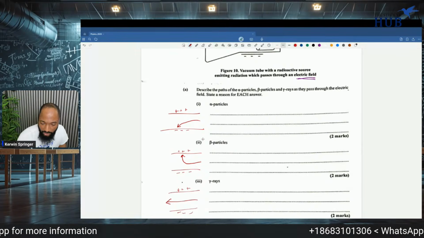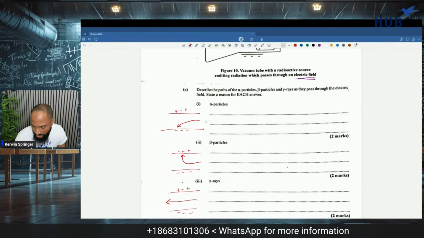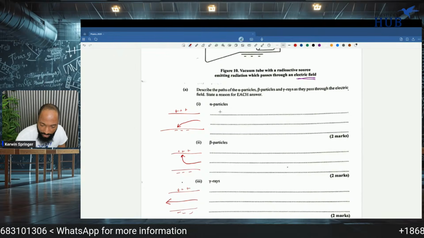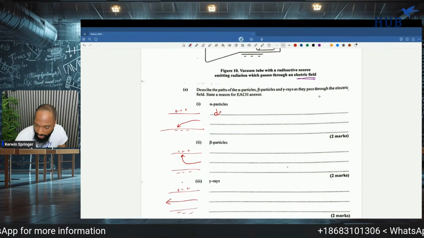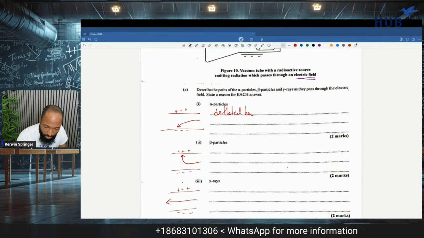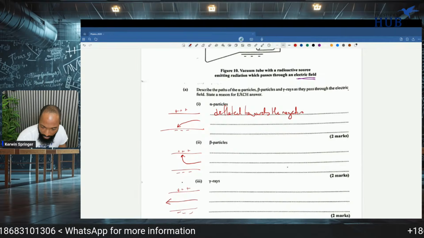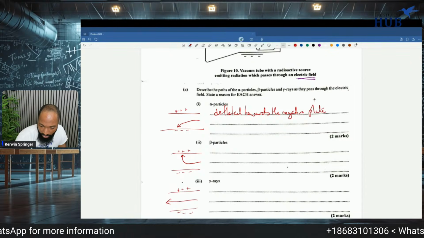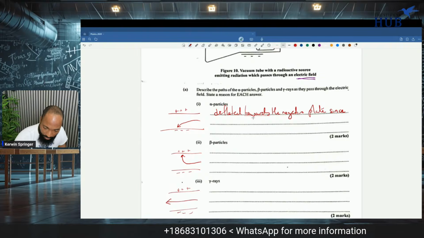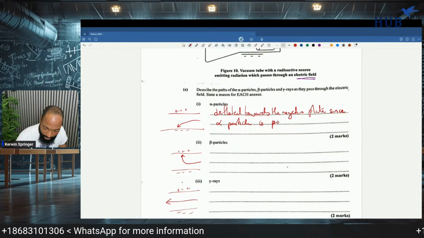And so you want to say which direction they go, and with these two you want to show that the beta particles are lighter, right? How would you describe it? So, deflected towards the negative plate, since the alpha particle is positively charged.